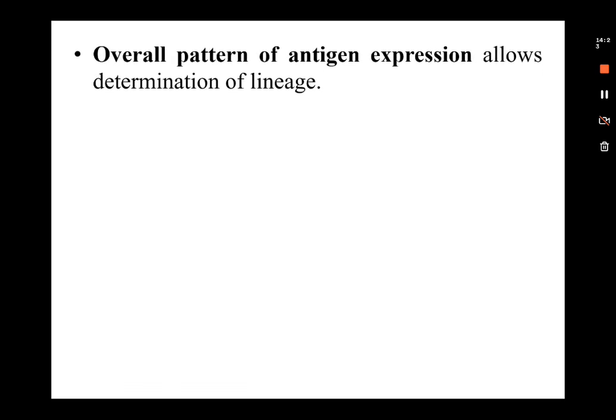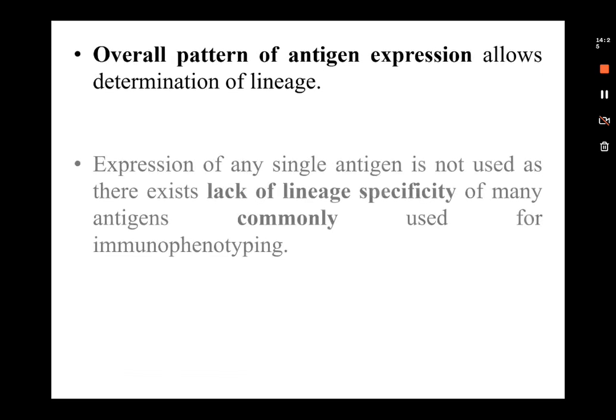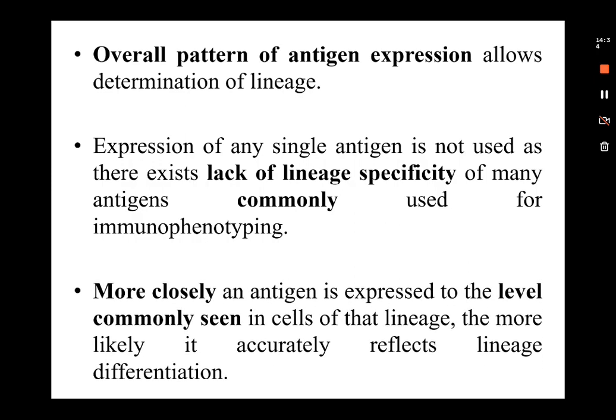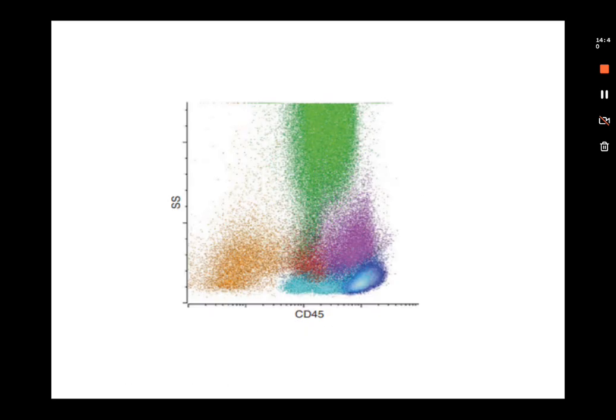The overall pattern of antigen expression allows the determination of lineage, because expression of any single antigen is not used, as there is a lack of lineage specificity for many antigens. The more closely an antigen is expressed to the level commonly seen in cells of that lineage, the more likely it accurately reflects the lineage differentiation. So blast gating has been done here.